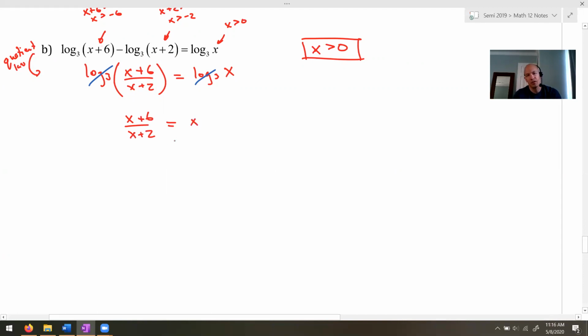Okay, so now we have to solve this. This is not a hard thing to solve. You move x plus 2 to the other side, and this is usually the point where I would say this is the boredom point, just because it's simple algebra that we've done before.